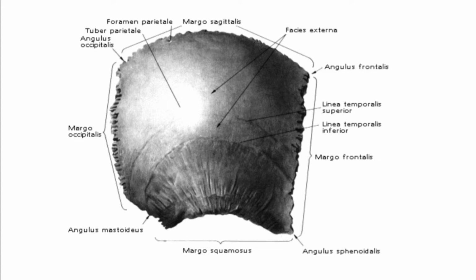This is the external surface, and on the external surface you find firstly these two lines: the superior temporal line, linea temporalis superior, and the inferior temporal line, linea temporalis inferior. And there is a tuber, tuber parietale. Then you find borders, but borders are also known as margins.